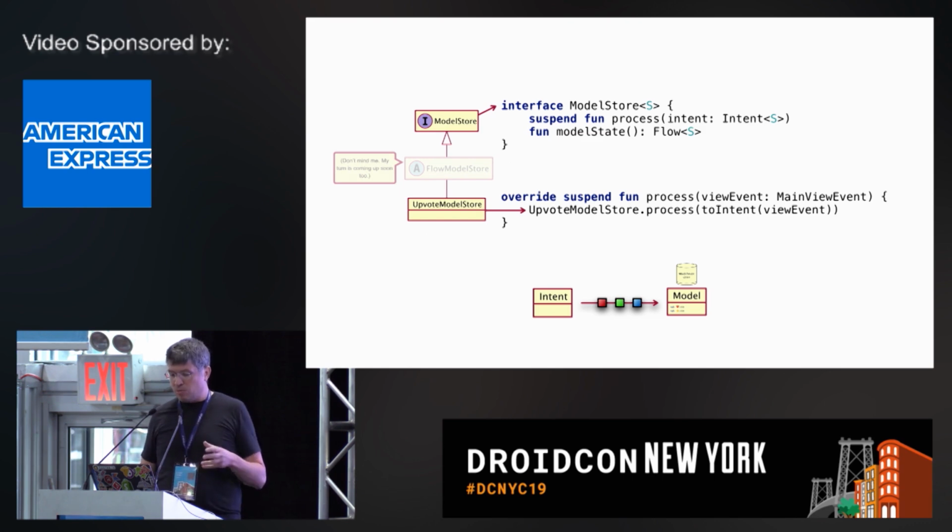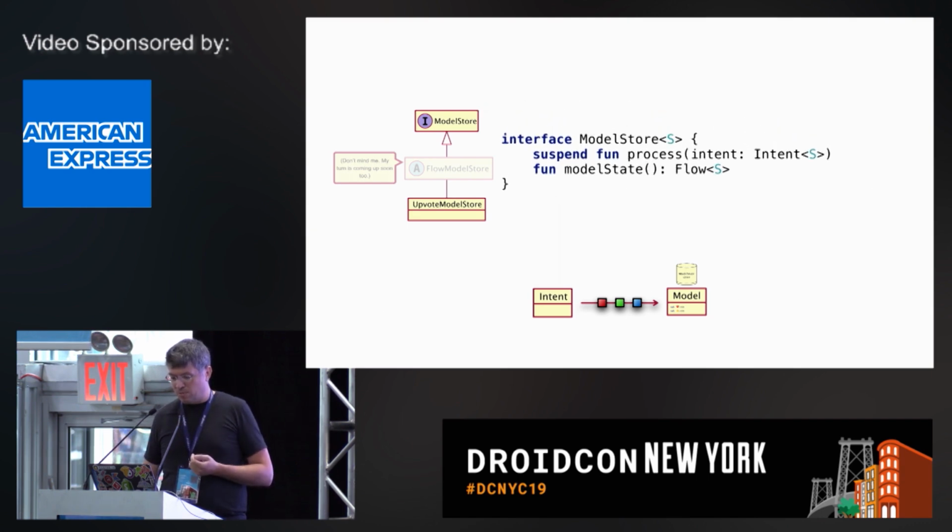So we're going to look a little bit at how a model is implemented. Right here, the interface, you can see that's our model store. Suspend fun process, that's where the intents will be coming in. The model state function returns a flow of a generic type, so that's how we're going to get our model state out, right? So conceptually, a model will do only two things, as I just explained: the input on one side, the output on the other side.